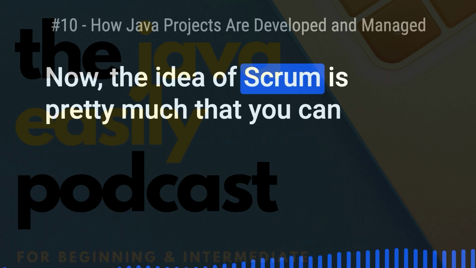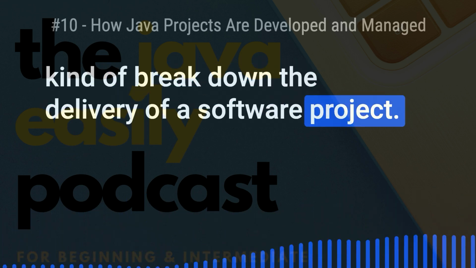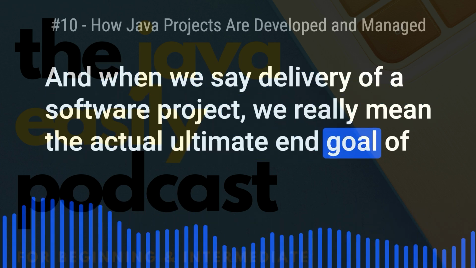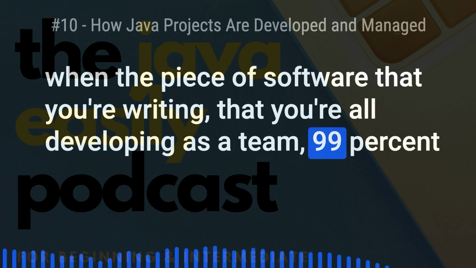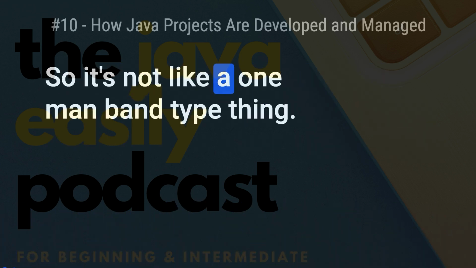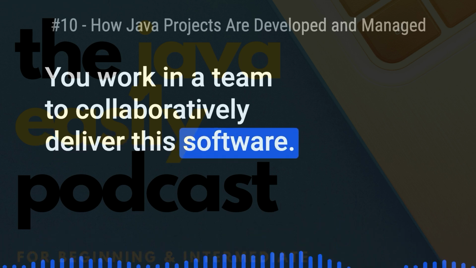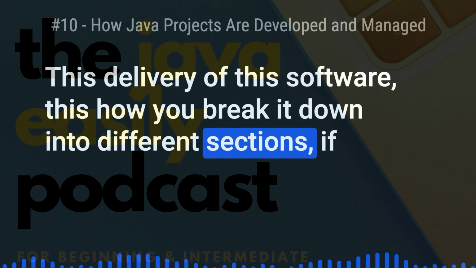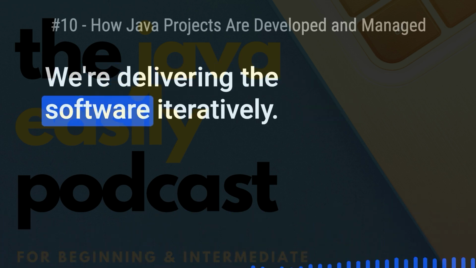Now, the idea of Scrum is that you can break down the delivery of a software project. And when we say delivery of a software project, we really mean the ultimate end goal of the piece of software that you're developing as a team. 99% of Java software developers today have to work in a team, so it's not a one-man band type thing. You work in a team to collaboratively deliver this software. How you break it down into different sections is done in what's known as an iterative way. We're delivering the software iteratively.